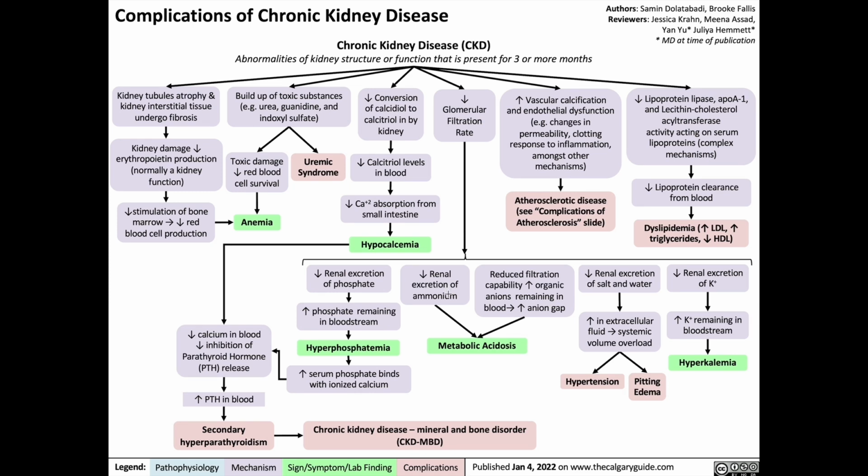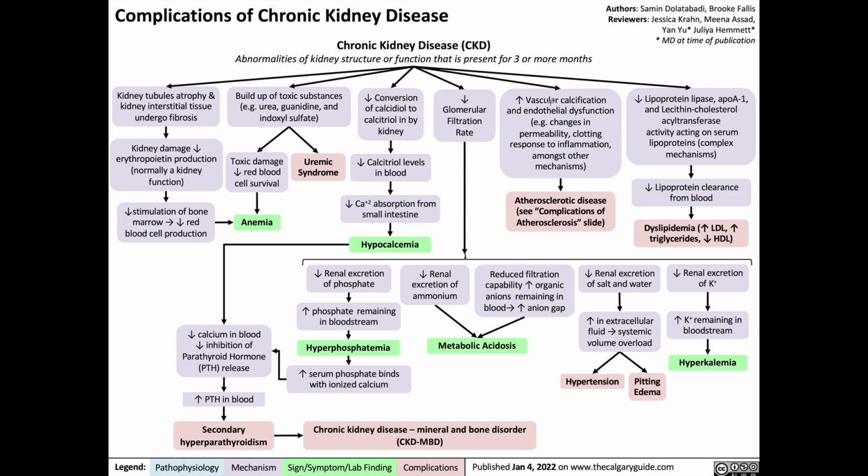Reduced renal excretion of ammonium, combined with reduced filtration capacity of increased organic anions remaining in the blood, which increases the anion gap, will cause metabolic acidosis. Reduced renal excretion of salt and water will result in an increase in extracellular fluid, causing systemic volume overload, resulting in hypertension and pitting edema. Reduced renal excretion of potassium will result in increased levels of potassium in the bloodstream, resulting in hyperkalemia.